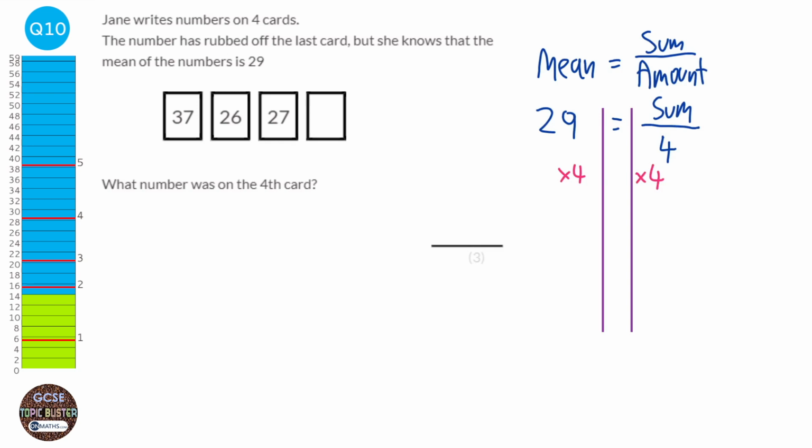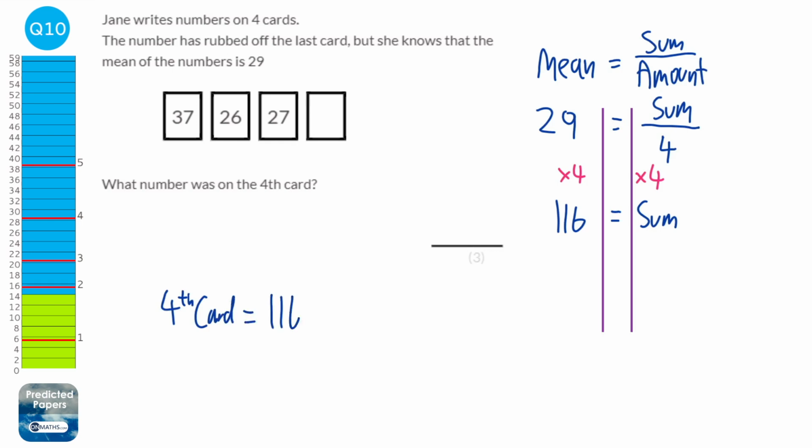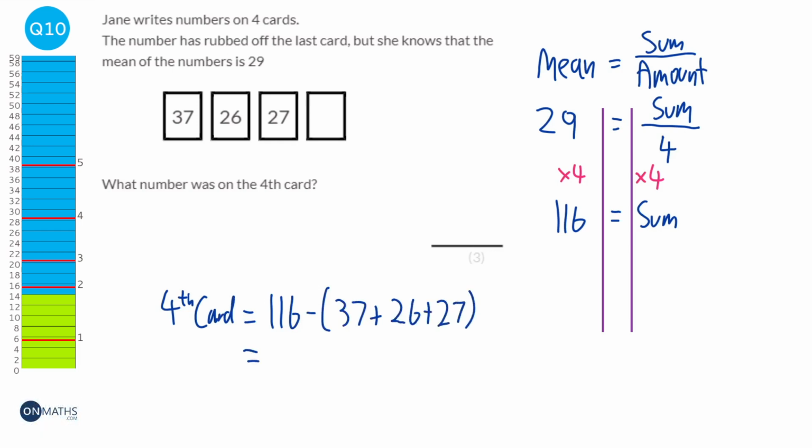So we're going to do 29 times 4, which is 116. And so we know that the sum of the numbers will be 116. So all we need to do is to find the 4th card, is get that 116 and just take away the numbers that we know. And when we do that, we get the answer 26. Now you can easily check this by adding up 37, 26, 27 and 26 again, and then dividing it by 4, and you will get 29.